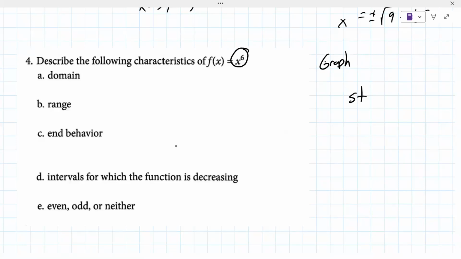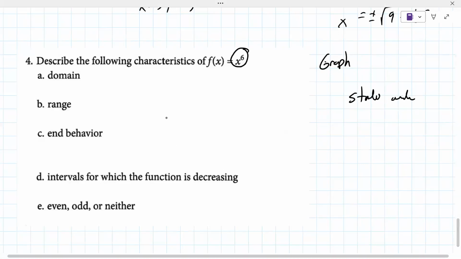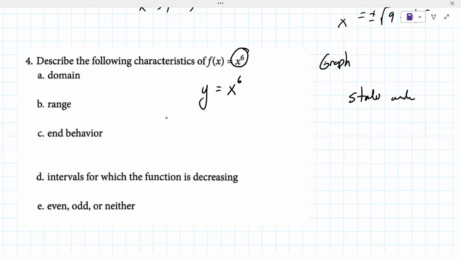And I want you to use a standard window. Just in the y equals. Yes, you're gonna go y equals x to the sixth. You're gonna have to use the caret symbol, but I want you to try graphing that for me. And if you have questions, let me know. I'm happy to talk you through it if needed.